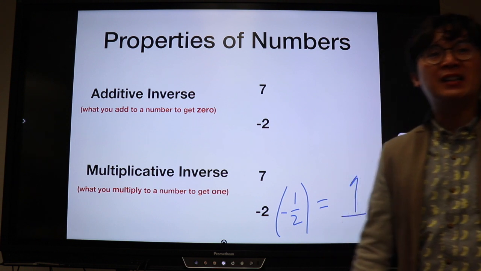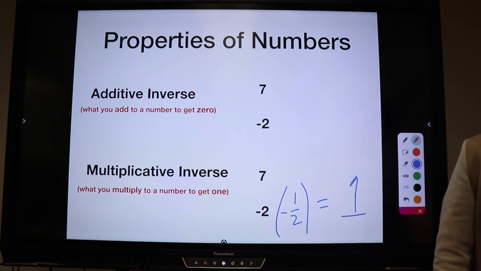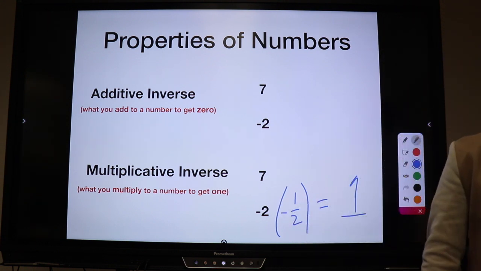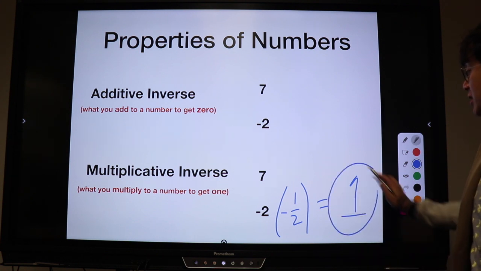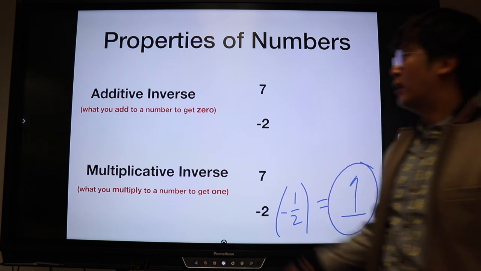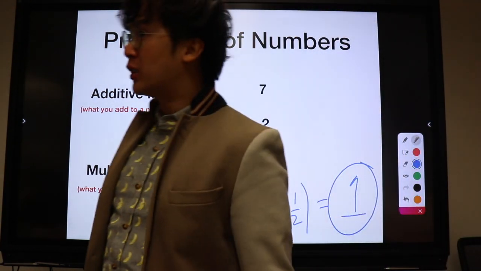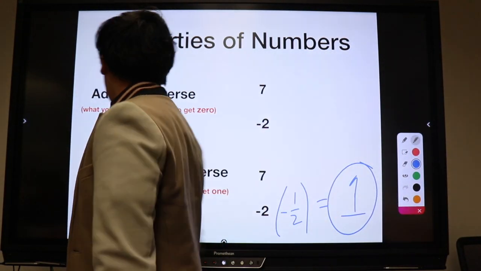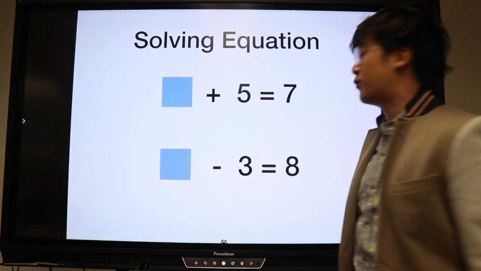Why should it be negative 1/2 and not just 1/2? Negative times negative equals positive. Because negative is positive, and I'm looking for positive 1 and not negative 1. Got it? So, now that you know your additive inverse and multiplicative inverse, maybe you're ready for this.